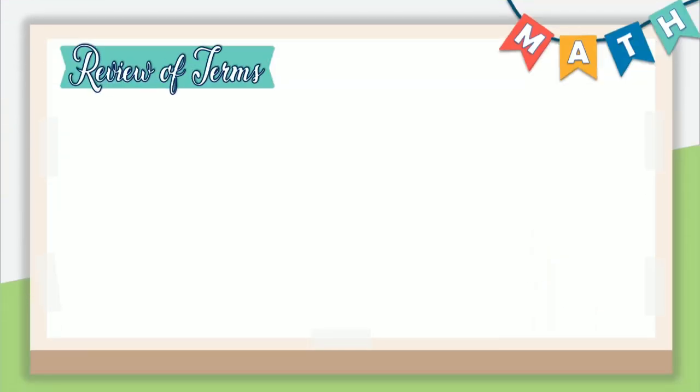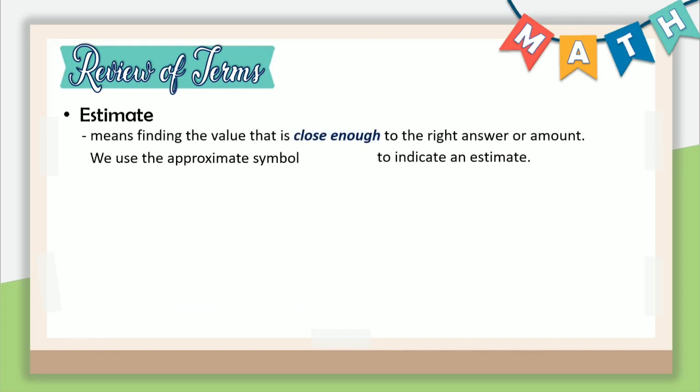Before we start, let's review the following terms. Estimate. Estimate means finding the value that is close enough to the right answer or amount. We use the approximate symbol to indicate an estimate. So take note that estimate is just close enough to the answer and does not refer to the exact or accurate amount. Kapag exact or accurate amount ang tinutukoy natin, we use the equals symbol.